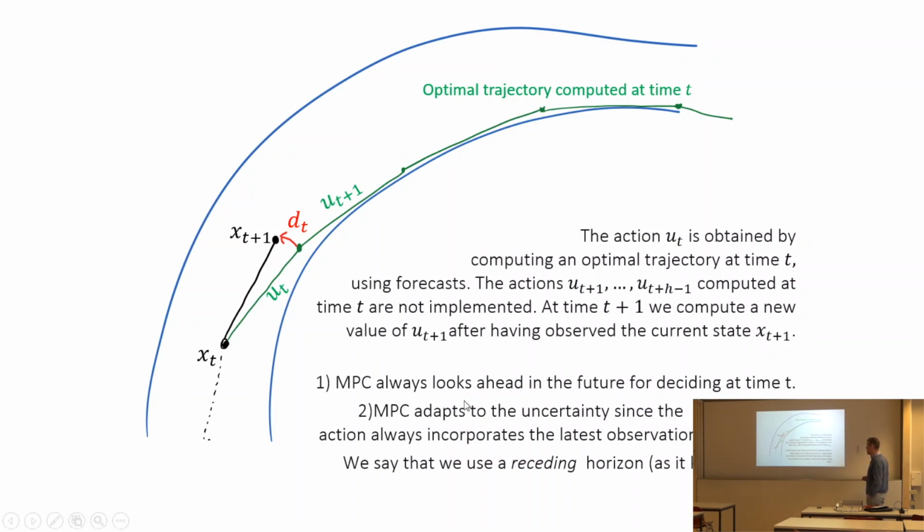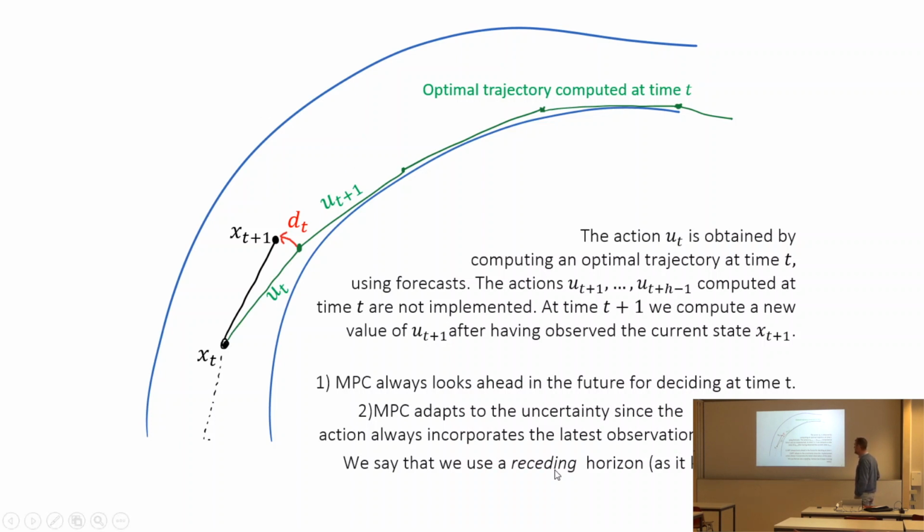So MPC always looks ahead in the future, but also, that's the second very important part, MPC adapts to the uncertainty. We have here a trajectory that has helped us decide to go here, but if at time t plus 1 we're not here, we'll do it again. So we'll compute a new trajectory. So this constant readaptation is what makes it very powerful.